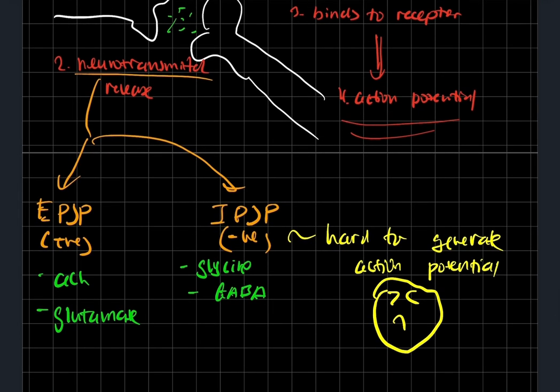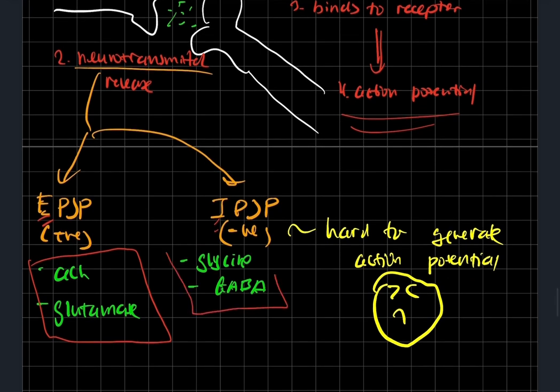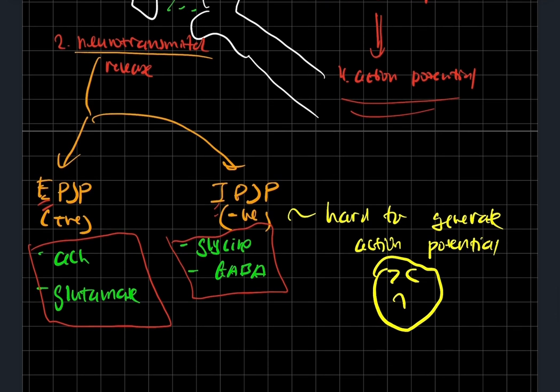There are the ones that produce the EPSP, and there are ones that produce IPSP. EPSP is excitatory, hence E, whereas IPSP is inhibitory. Under EPSP, there's acetylcholine and glutamate. These are neurotransmitters that produce potential, whereas IPSP are glycine and GABA. So glycine and GABA are ones that produce inhibitory potential. And so if we have the IPSP, inhibitory postsynaptic potential, it's going to make it hard to generate action potential, and thus hard to generate muscle contraction.